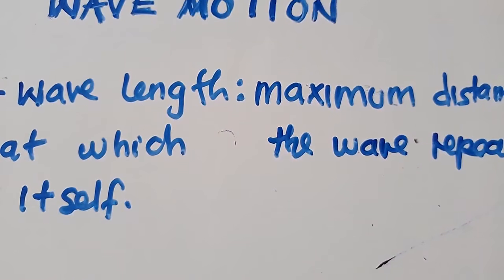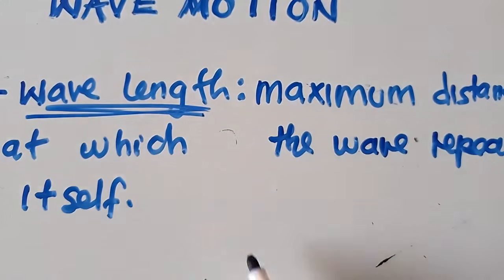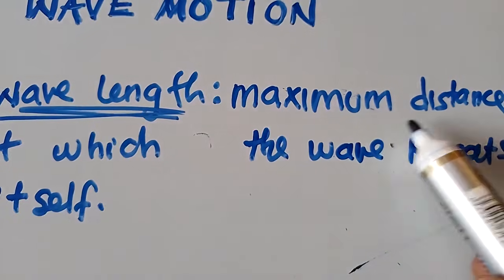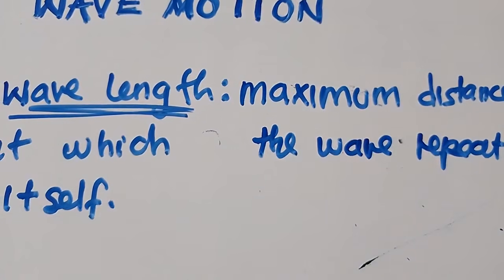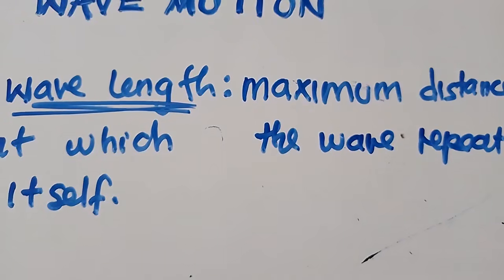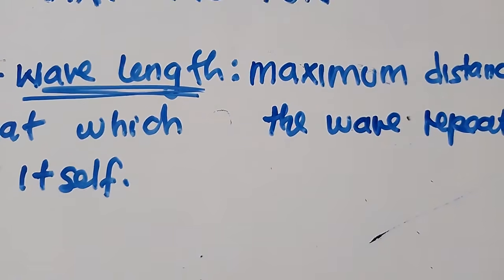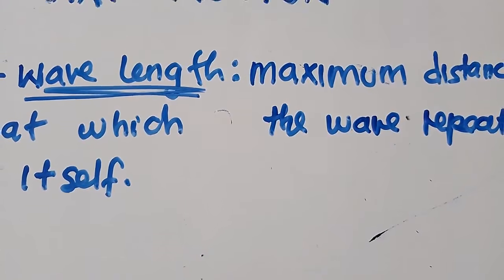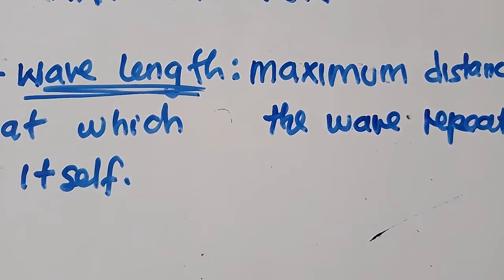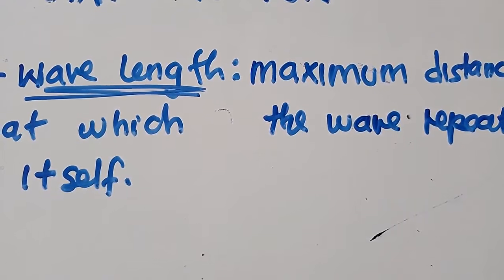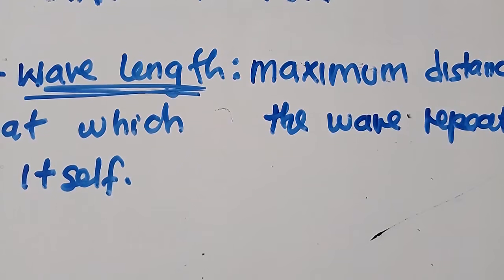So when we are talking about wavelength, we are talking about a maximum distance at which the wave repeats itself. That distance, the maximum distance at which a wave repeats itself, is called a wavelength. Some will say a wavelength is the successive distance between two crests, or the distance between two successive troughs. That's also correct.